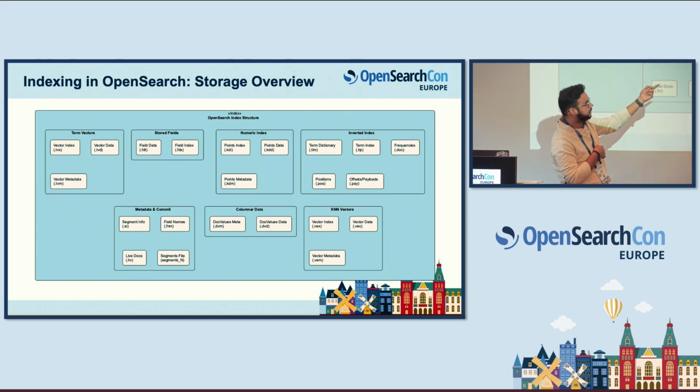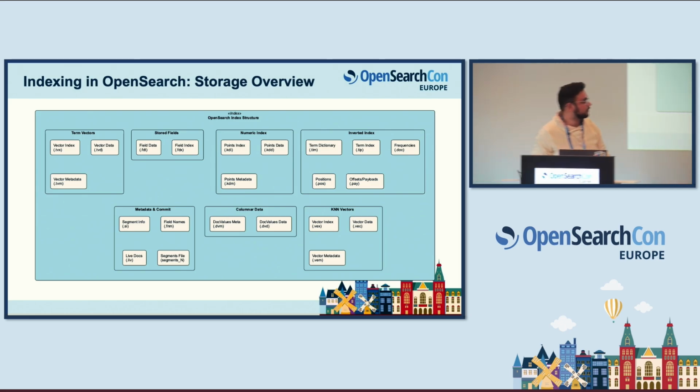We do also have some columnar data, which is used for purposes of sorting and aggregations. And then we have KNN vectors as well, which is, I think, the hottest topic in the market today.